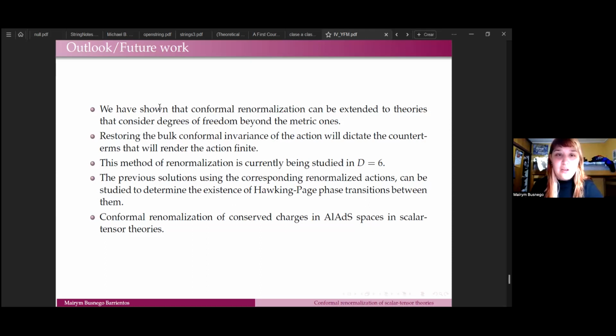Also, this method of conformal renormalization with the scalar field is currently being studied in D equal to 6 by Ignacio, Yorgos, and other collaborators. And for the previous solutions, we have a lot to study right there. We can see if there exists some Hawking phase transition between them, and also whether conformal renormalization of conserved charges of asymptotically locally AdS works for scalar-tensor theories. And I think that's it.